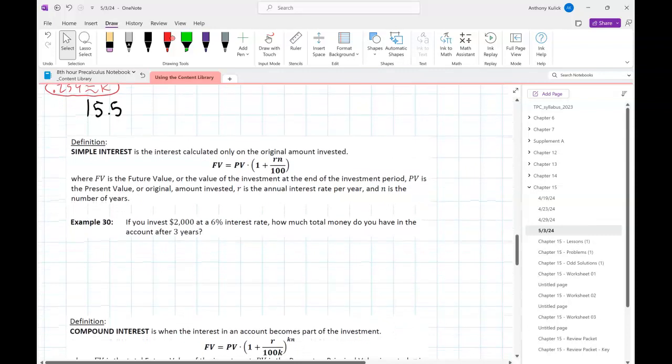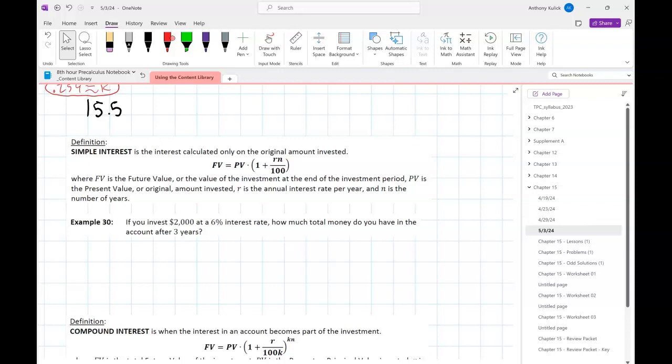15.5, we're going to start today, and we're going to start by talking about interest rates. 15.5 is all about financial mathematics, so it's all going to be like banking or investment kind of related situations. So again, just more application. We're going to start by talking about simple interest. Nobody really does simple interest. It's not really like a thing. Maybe your illegal bookie uses simple interest because it's easy, but financial institutions don't do this.